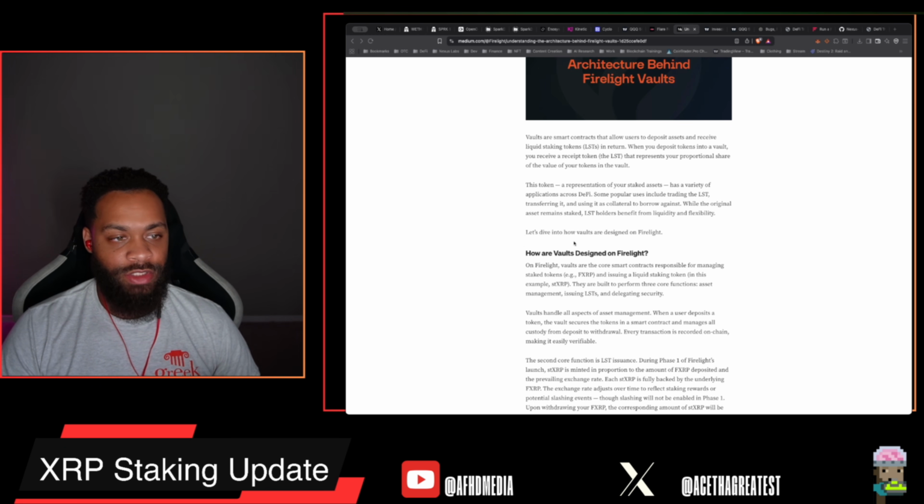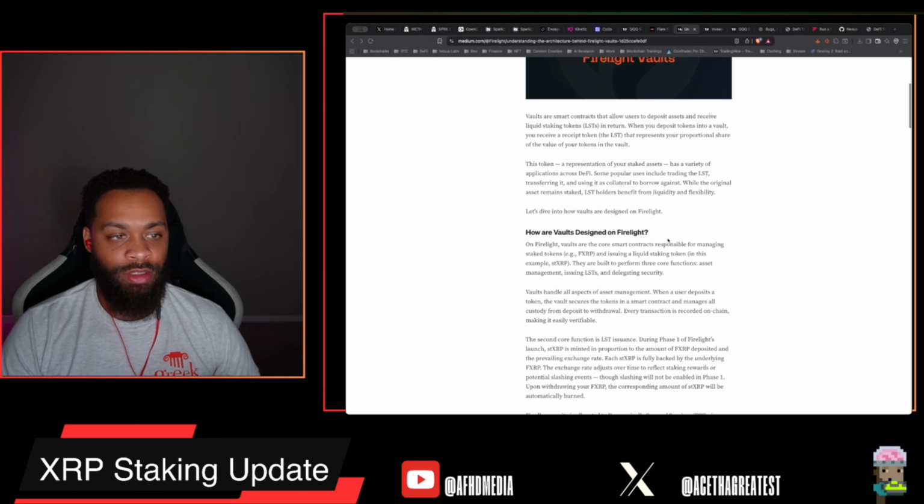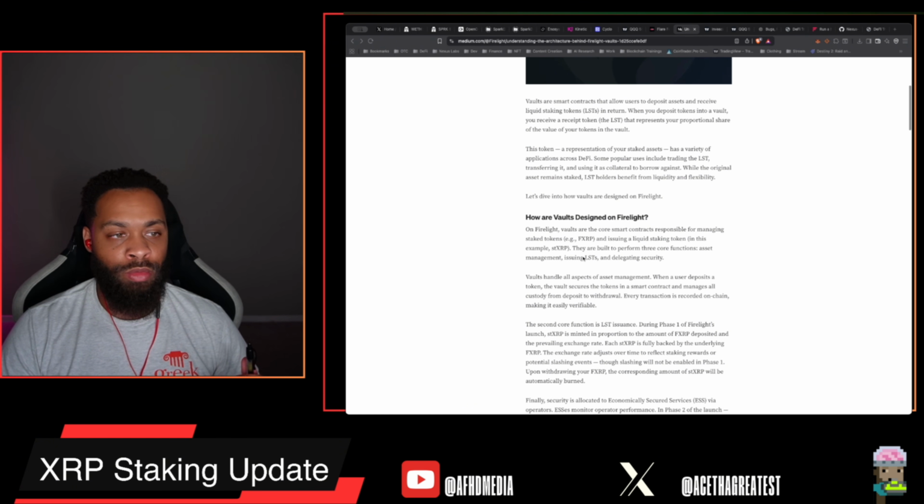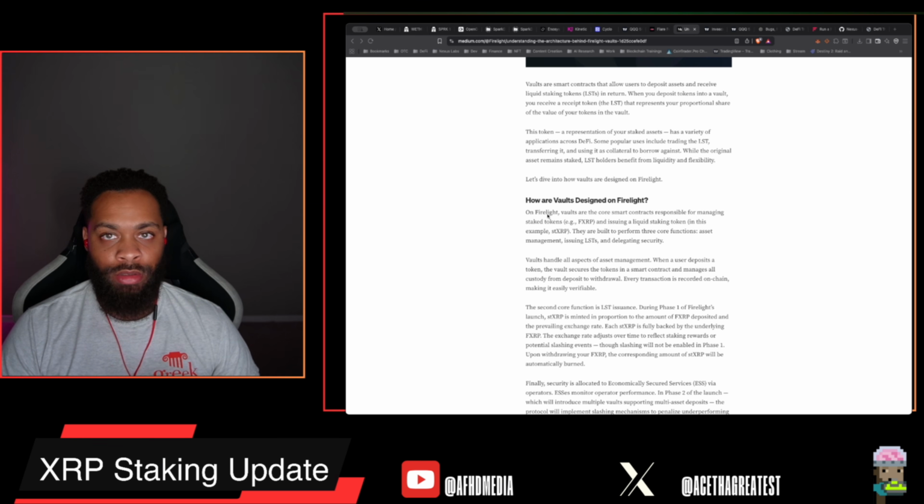Let's dive into how vaults are designed on Firelight. I know vaults are one of the bigger questions that a lot of people have, and exactly what they are and how they're used and the security around them. So I'm glad that they're starting to shine a little bit more light on what vaults actually are from the Firelight perspective. On Firelight, vaults are the core smart contracts responsible for managing staked tokens, for example, FXRP, and issuing a liquid staking token. In this example, it would be staked XRP.